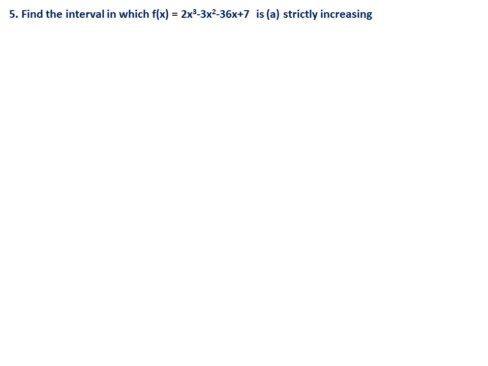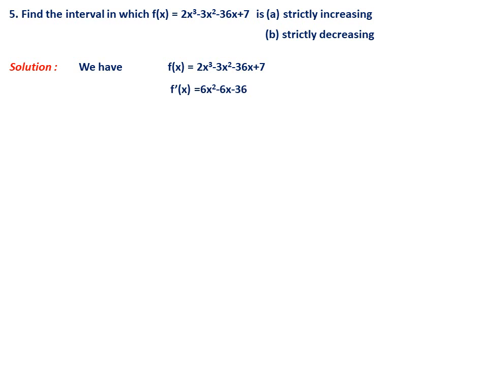Fifth one, find the interval in which 2x cube minus 3x square minus 36x plus 7 is strictly increasing and strictly decreasing. So we have done a similar question in an illustrative example. f of x equal to 2x cube minus 3x square minus 36x plus 7. Therefore, f dash x first find. So 6x square, differentiating 2x cube. Then minus 6x, that is differentiation of 3x square. Then minus 36, differentiation of 36x. 7 differentiation is 0. Therefore, f dash x is this one.